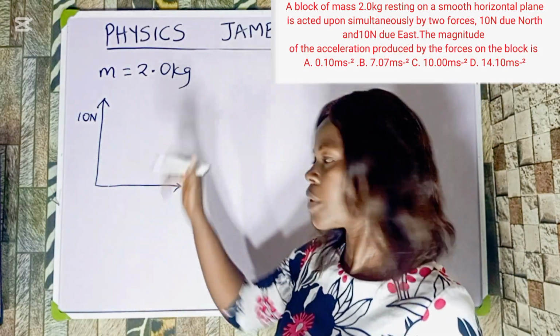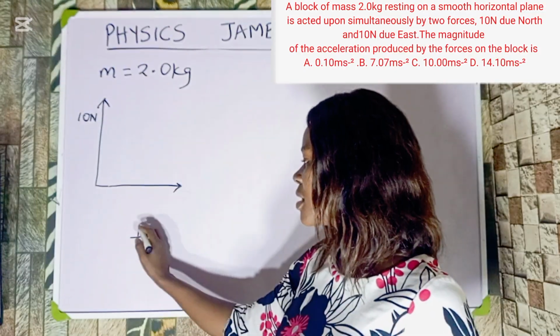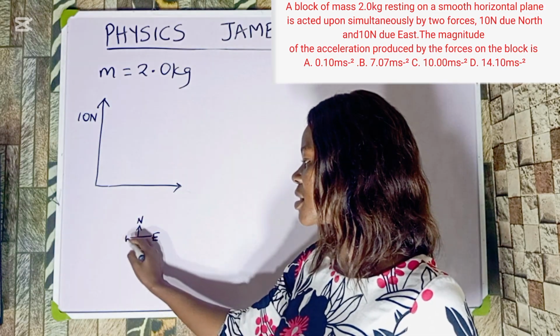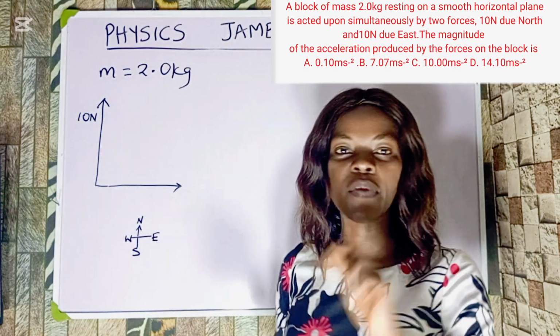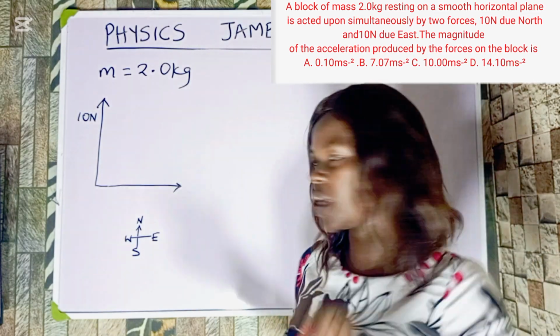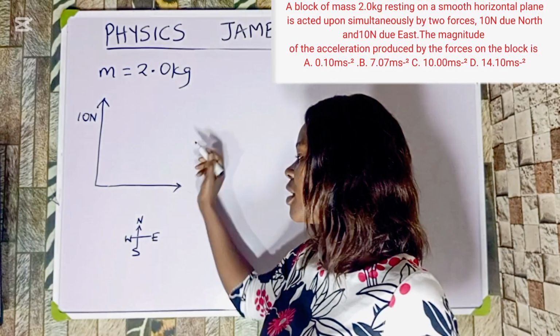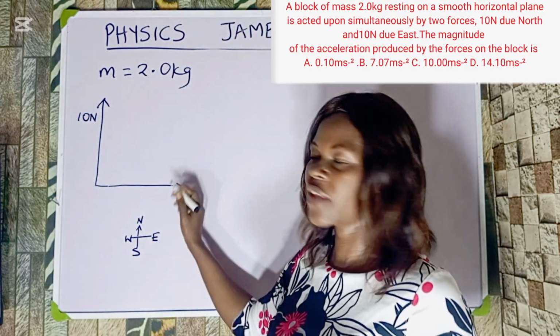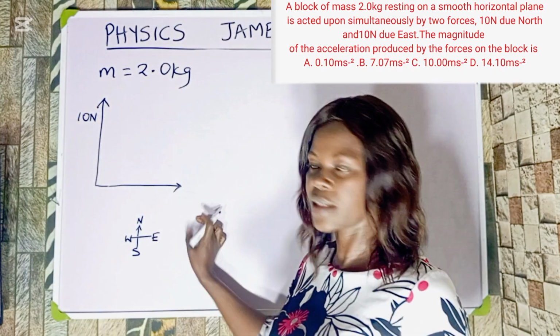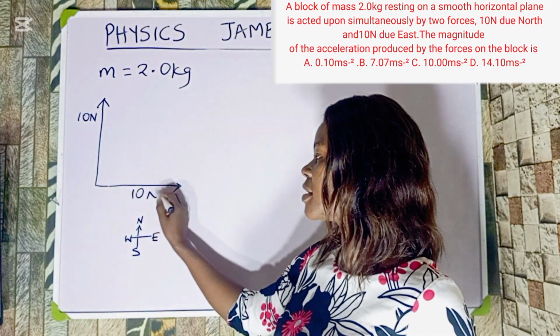So north is up using the four cardinal points. Now this is north, this is east, this is south, and this is west. So if the question says 10 Newton due north, I'm just going to go to the north straight. That is what I have. Then from the same point we have 10 Newton due east. This is on the east. So I have 10 Newton.